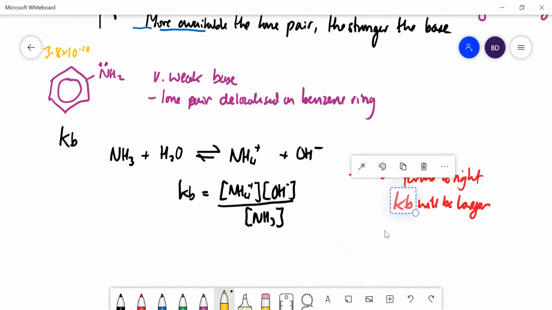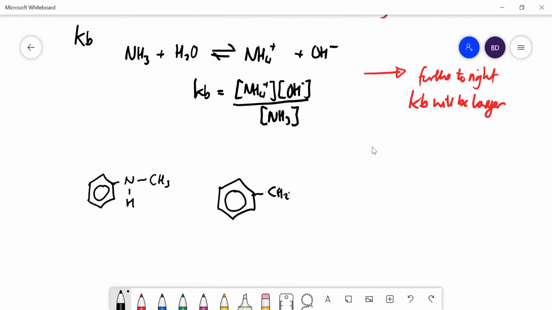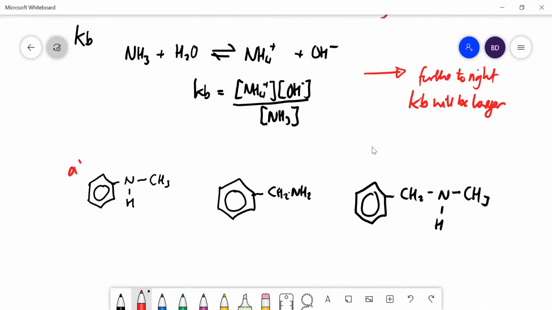So that's basically all you need to know, but just briefly, there's been a question once. It gave you a range of compounds like this, one like that, and finally one like that. Let's call them A, B, and C. Which is the strongest base out of those three? Well, maybe let's just say which is the weakest. This is the weakest because the lone pair on that, although it's a secondary amine, because the nitrogen is attached to the benzene ring, the lone pair is delocalized or partly delocalized.